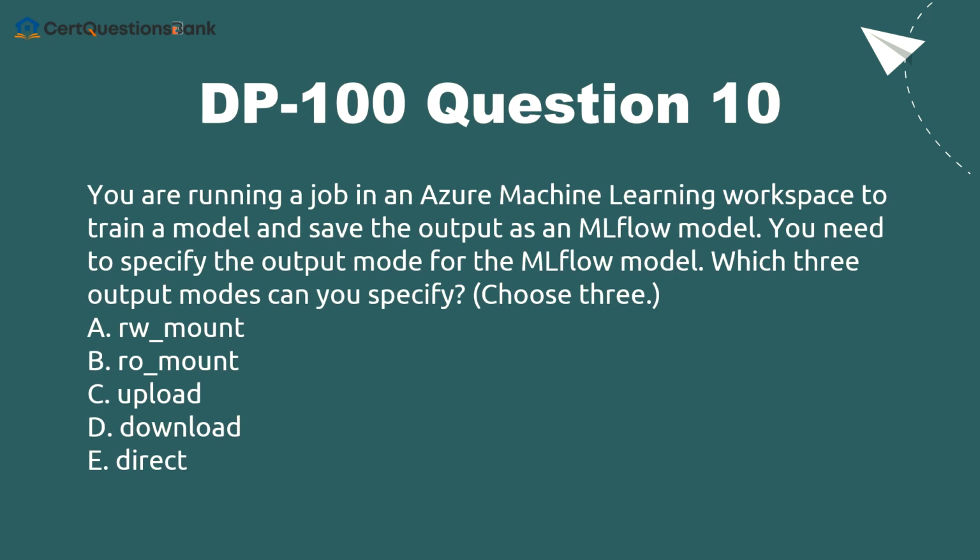You are running a job in an Azure Machine Learning workspace to train a model and save the output as an ML flow model. You need to specify the output mode for the ML flow model. Which 3 output modes can you specify? Choose 3. A. RW_mount. B. RO_mount. C. Upload. D. Download. E. Direct.